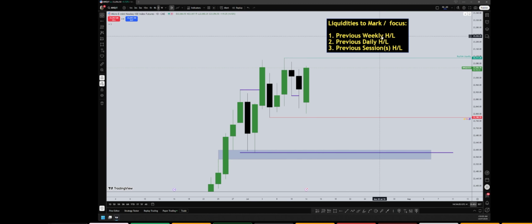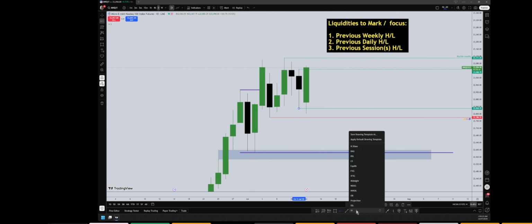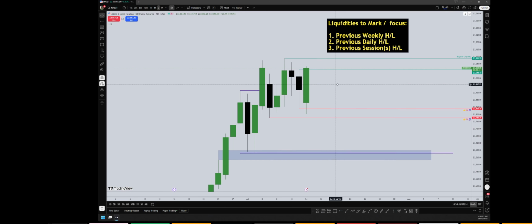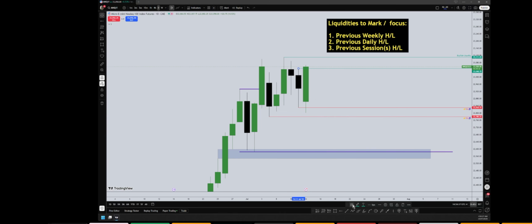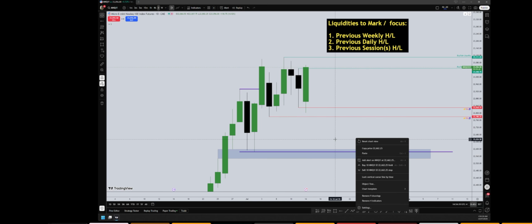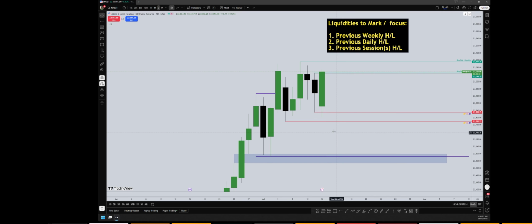So previous weekly high, weekly low, I marked that. So now I'm on the daily chart. What should I do? Previous daily high, previous daily low. Sell side, buy side. Okay. Market has taken previous day low.